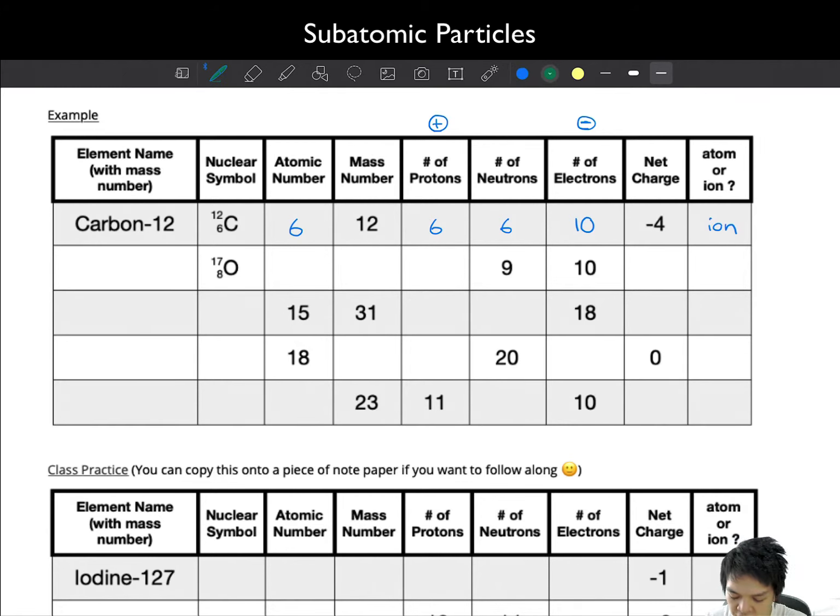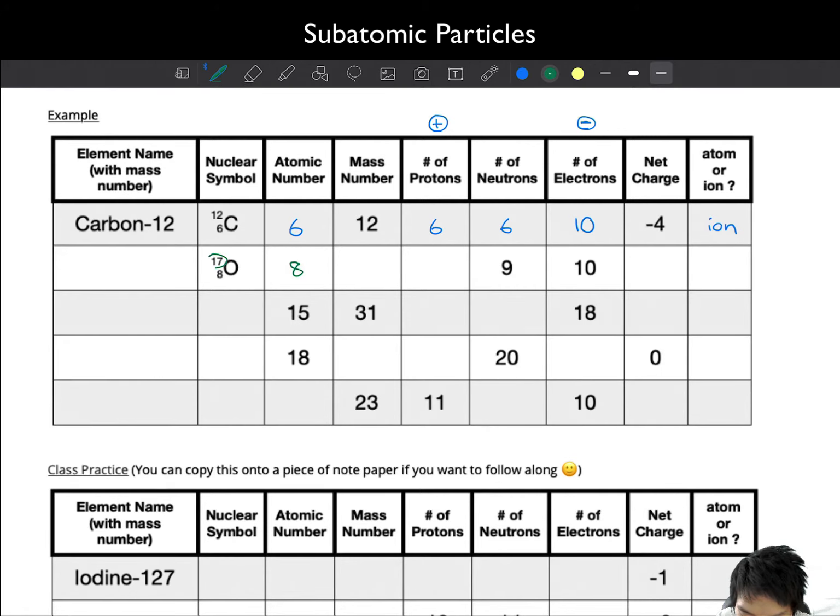Alright, let's take a look at the second one. I'm going to do this in a different color, green. In the second one, what is the element name? Well, I don't know right now, but I do know the symbol is O, so maybe you know what element this is. But in case you still don't, we can look at the bottom part of the nuclear symbol. That's the atomic number of 8.